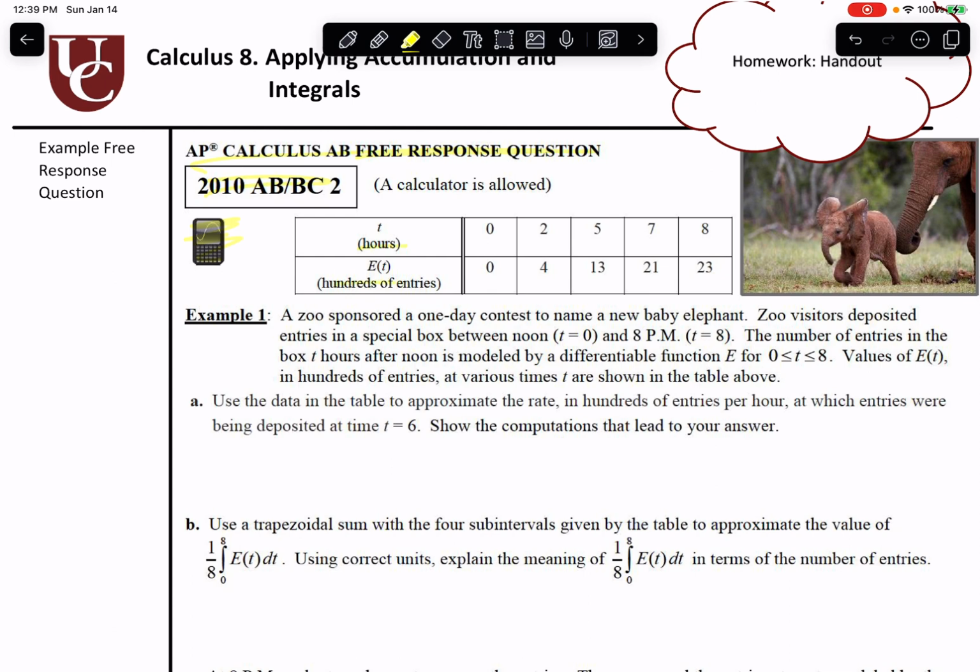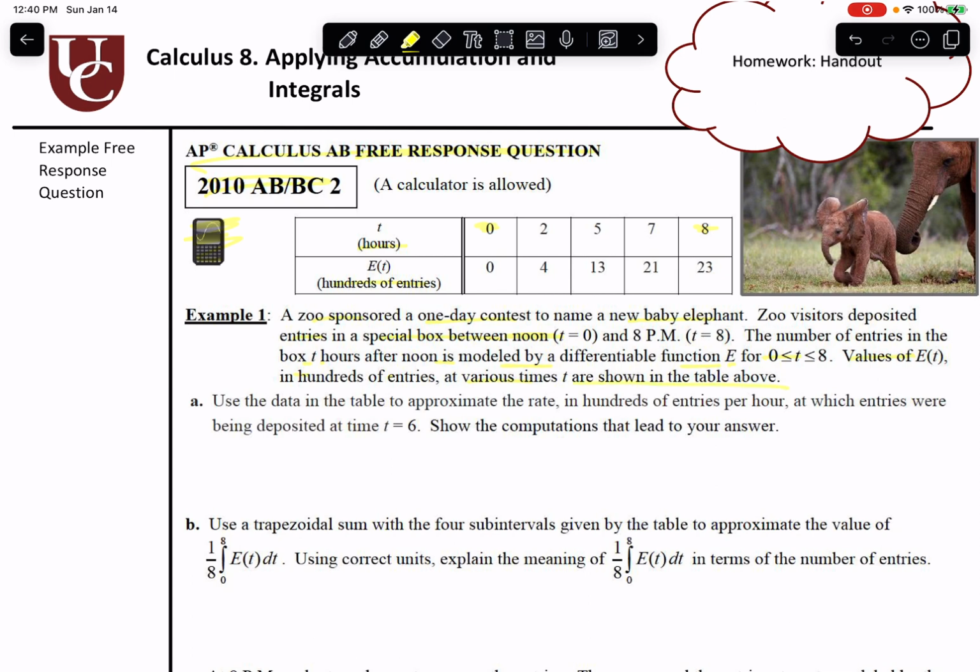And then we have a table. It says that a zoo sponsored a one-day contest to name a baby elephant. Zoo visitors deposit entries in a special box between noon and 8 p.m. The number of entries in the box t hours after noon is modeled by a function E, and they don't give us the function, between 0 and 8. Values of E of t in hundreds of entries at various times are shown in the table. All right, so we know what we have.